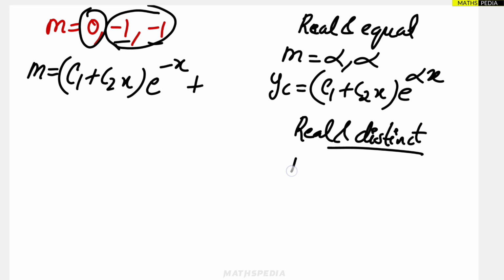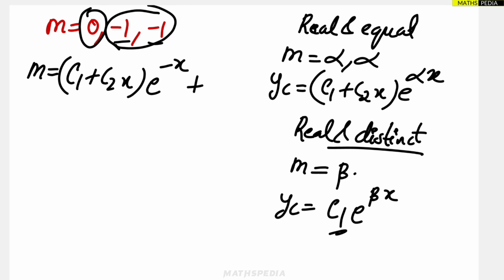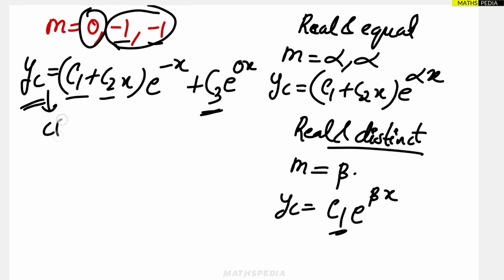So for that directly, suppose m is equal to some value beta, so yc value can be written as c1 e power beta x directly. So c1 I cannot use again, so I can use c3, since c1 and c2 are already utilized. So c3 e power 0x, if you want you can write. Otherwise e power 0x is 1, c3 also you can write directly. So this is nothing but what? Yc value. You are getting yc, not m value. This is yc. Yc is nothing but the complementary function.